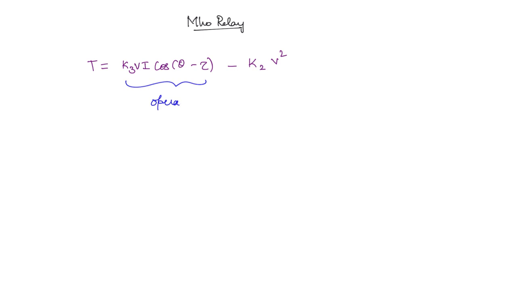Next we have a Mho relay. Here the operating torque is given by the directional unit. T is K3 V I cos(theta minus tau), and the restraining torque is provided by the voltage winding. The first term is the operating torque and the second is the restraining torque.